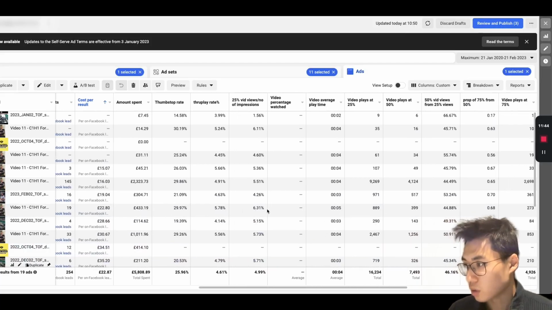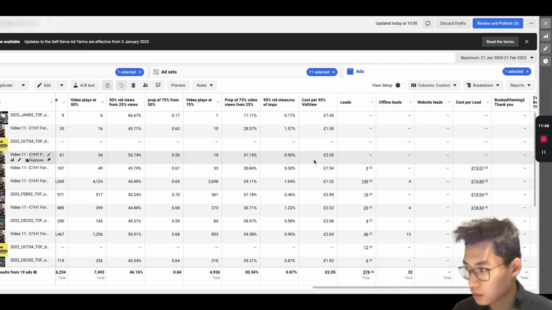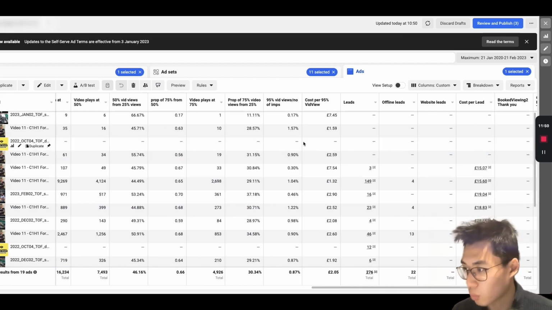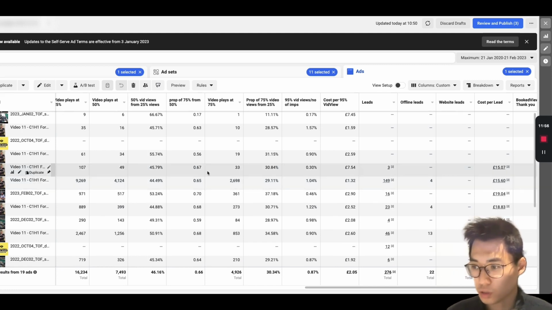Another thing to note as well is that we tend to find that the cost per video view tends to be lower for videos that do quite well. Not always. In this account, it wasn't quite the case. But this is, again, another metric that you can watch out for.